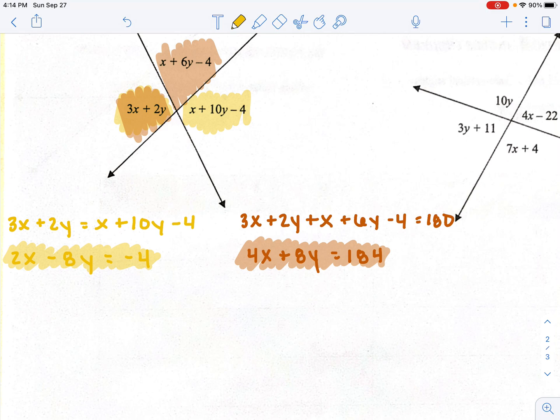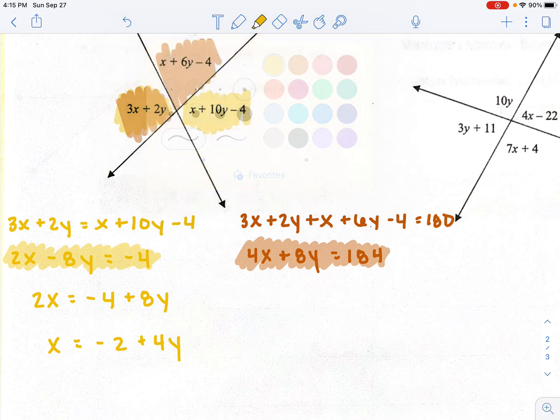2x minus 8y. I think it'd be pretty easy for us to solve for x. So if I wanted to solve for x, I'm going to add that 8y over. So I've got 2x equals negative 4 plus 8y. I'm going to divide by 2, and I get x equals negative 2 plus 4y.